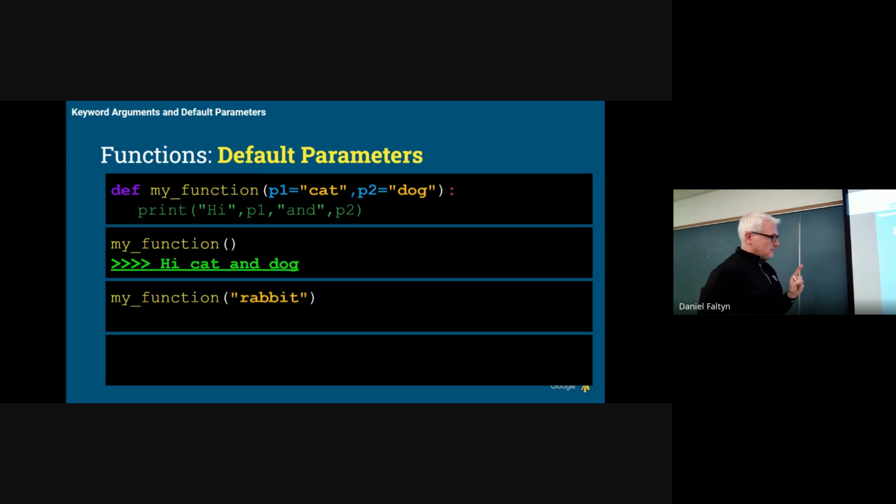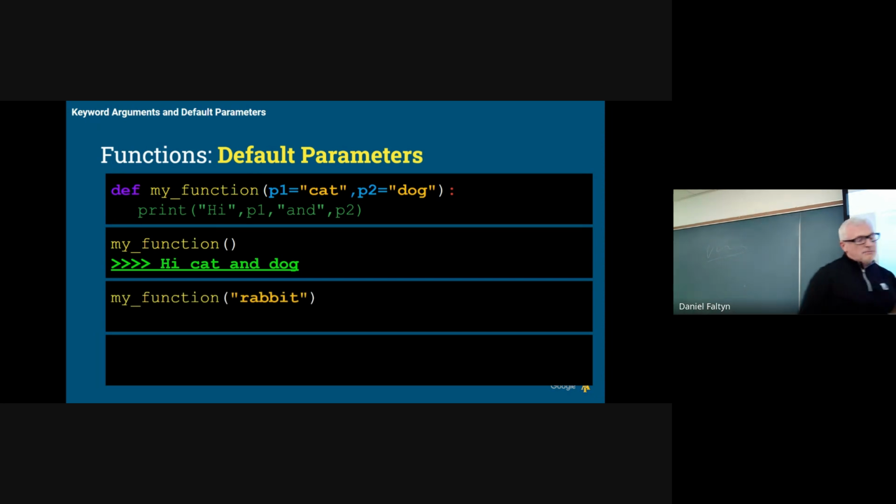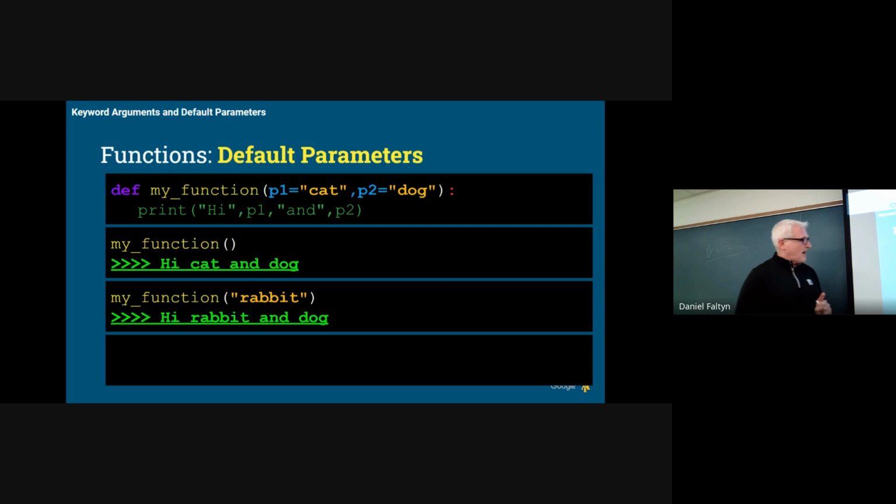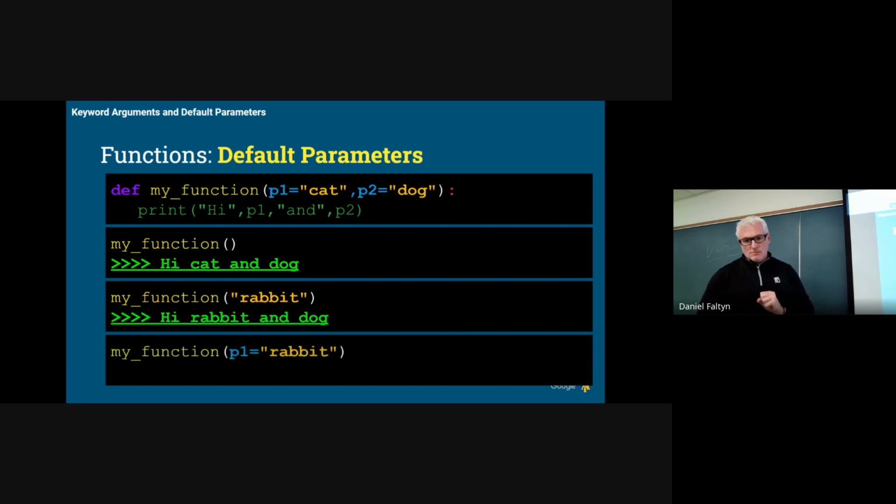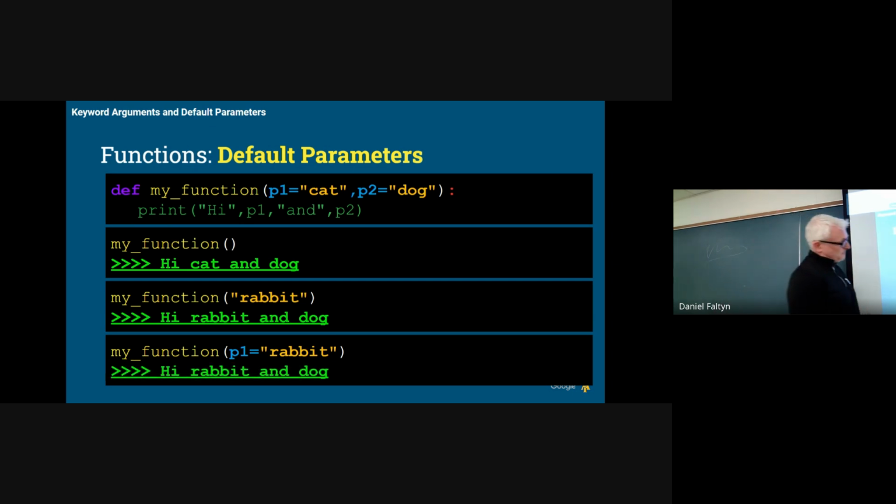Now, if you human pass something in, the interpreter is going to say, okay, right, I know I have 2 parameters. You gave me 1. I'm going to assume this is the first parameter. You didn't give me a second one, but I have an idea of what you want me to use. So that's going to print out hi, rabbit, and dog. Similarly, it's superfluous and unnecessary, but you could say P1 equals rabbit. If I say that, that'll do the same thing.